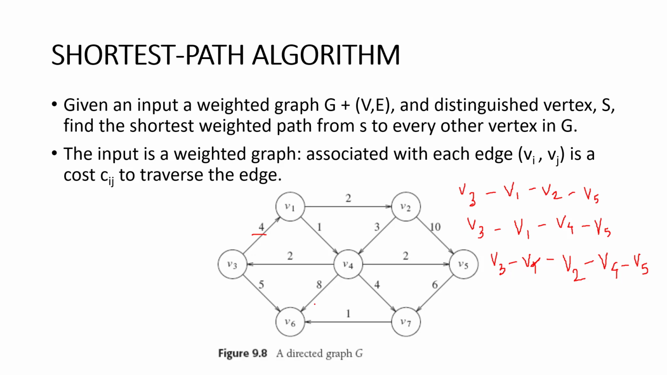Finding all possible paths, calculating them, and then finding the shortest path. But that is called the brute force technique, where you just find all possibilities and then you pick the minimum one. But as you can see, first you will require a lot of effort to find all possible paths. Then you have to calculate all of them, and then you have to pick the smallest one. So this is not a very efficient way of doing things.